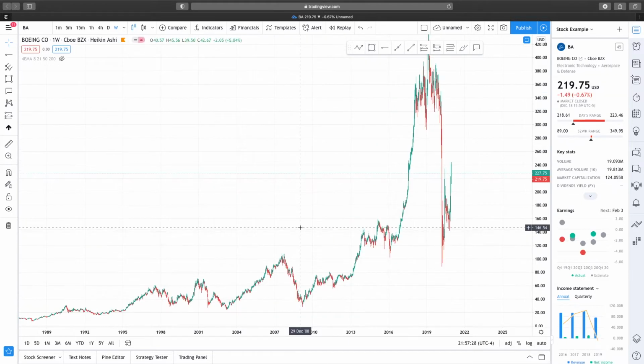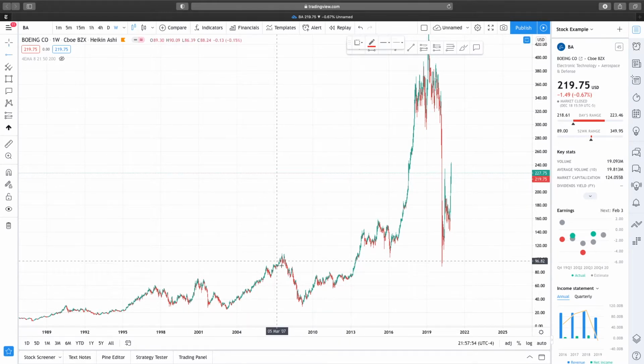Now, the first thing to understand is the fact that key levels are prices or values where there are usually a major shift in momentum of price. For example, let's take a look at Boeing, ticker symbol BA on the New York Stock Exchange. On the weekly chart, we can clearly see that there are levels where there are major momentum shifts in price.